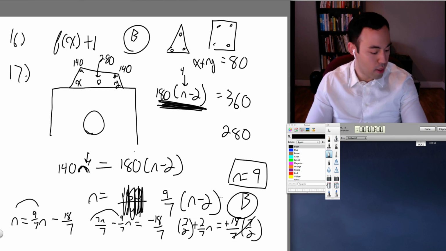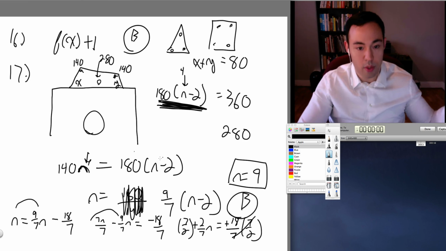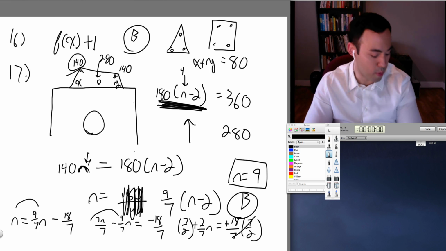So there are other ways of solving this problem. Let's see, I wrote them out over here. There are 3 or 4 different ways you can go about this. One is to start looking for patterns in the 180 times n minus 2 and start plugging in the number of sides, and you see the pattern go up, and you know that the result has to be divisible by 140 and make an integer.